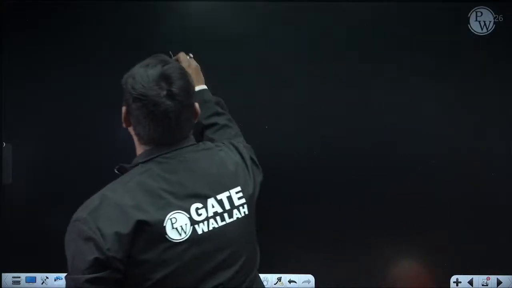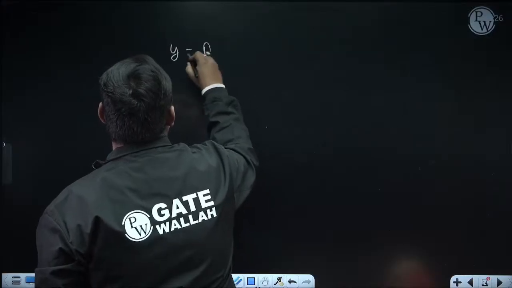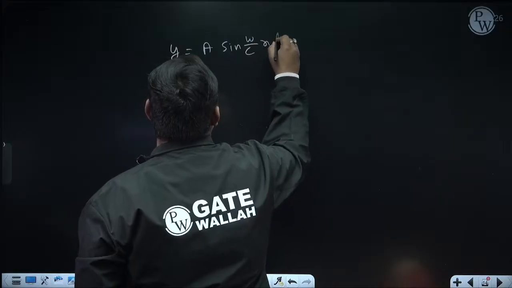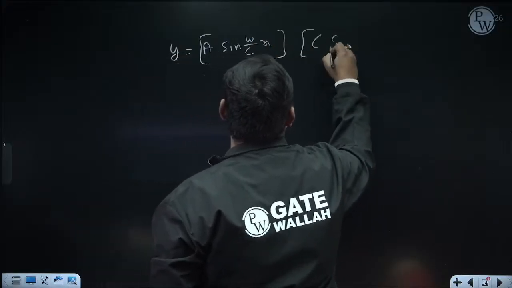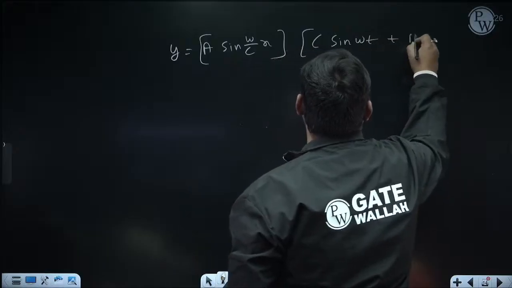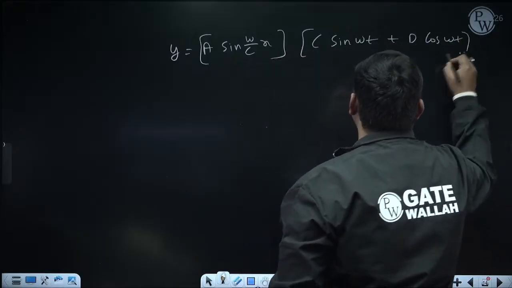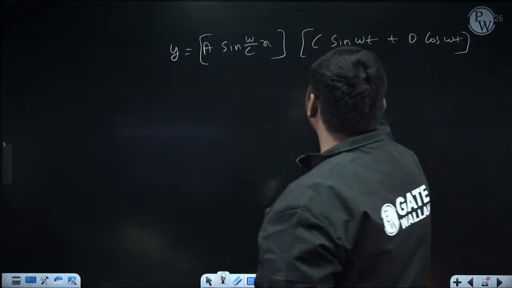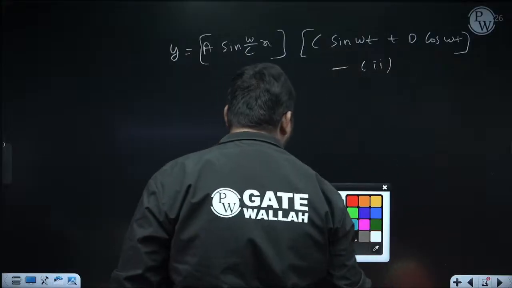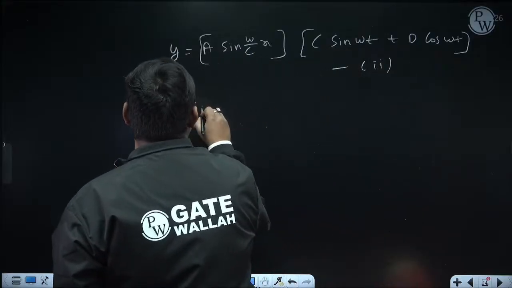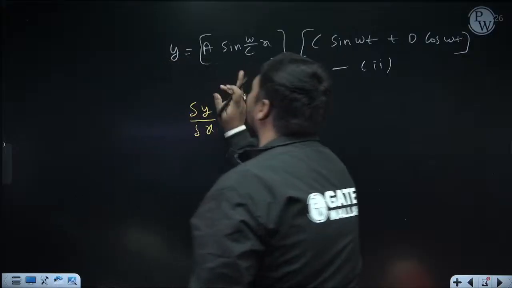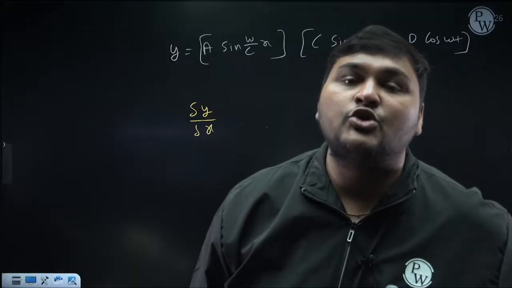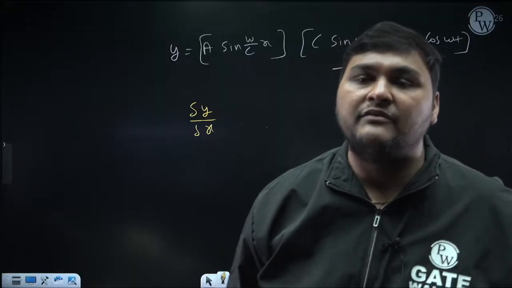So now the final equation of y is coming like this: A sin(ωx/c)(C sin ωt + D cos ωt). Suppose this is equation 2. Now the other boundary condition we know is related to ∂y/∂x. First I am finding the expression of ∂y/∂x. So what we'll do, differentiate this equation partially with respect to x. Partially means apart from x, the other variable, time, we'll consider as constant, because this is the partial differentiation of y with respect to x.